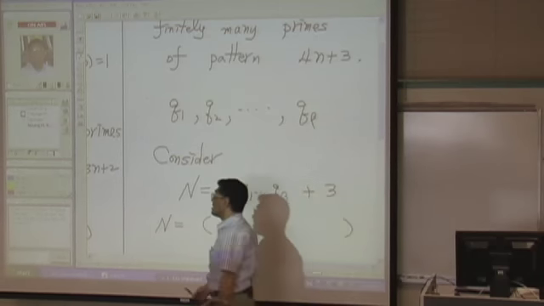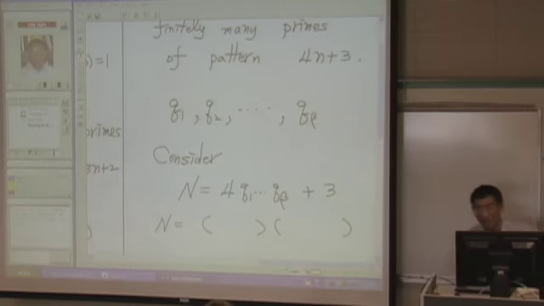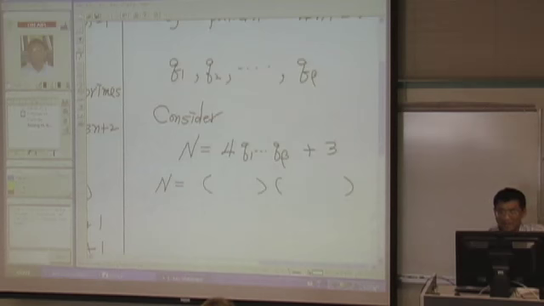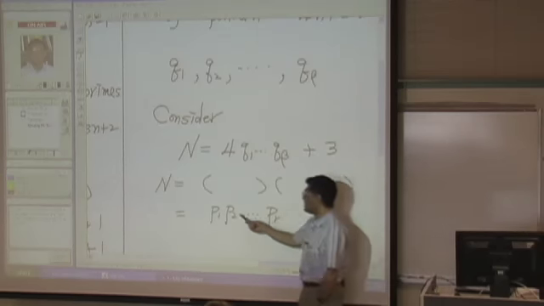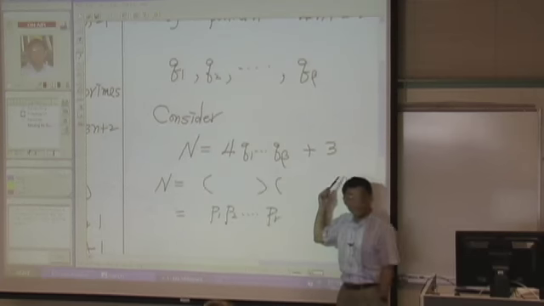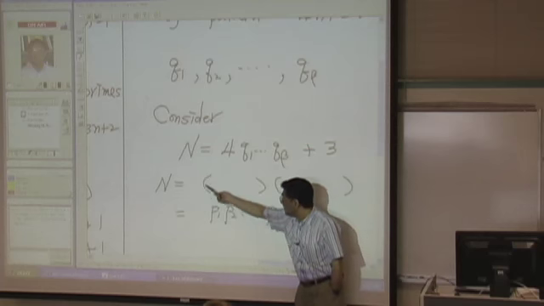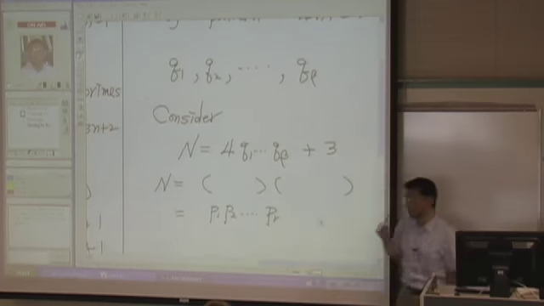Then we can break this down further and further and get prime factors, say P1, P2, up to PR, right? It may repeat, P1 and P2 could be the same, but it doesn't matter. By the fundamental theorem of arithmetic, we can break this up and write it in terms of prime factors.